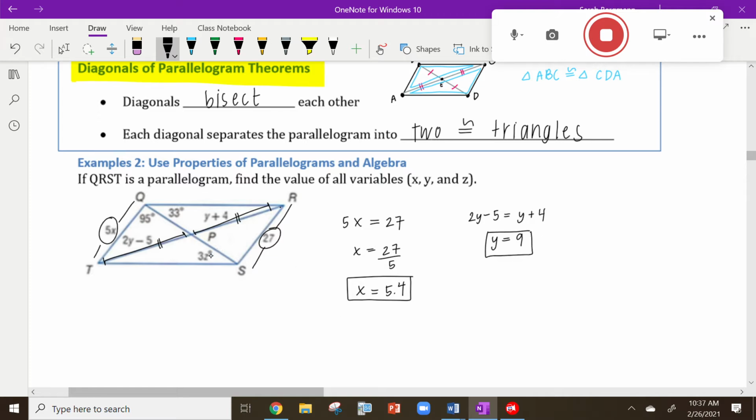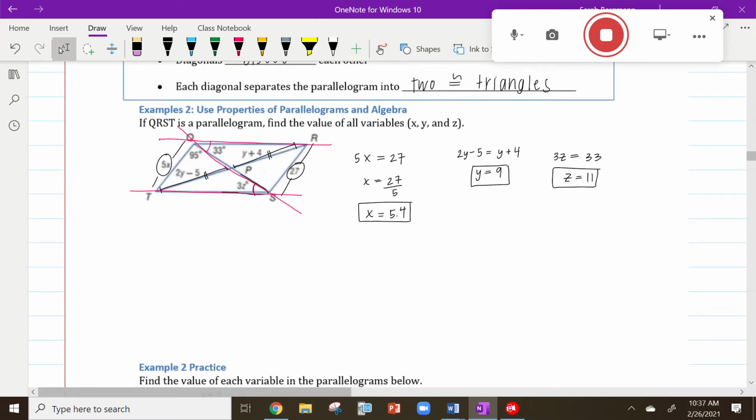Finally, I'm looking for the value of z. I see z is this angle TSP. Since I have parallel lines, I know that opposite sides of a parallelogram are parallel. I know that alternate interior angles are congruent. So that means that angle TSP has to be congruent to angle PQR. That means that 3z is equal to 33, meaning z equals 11.